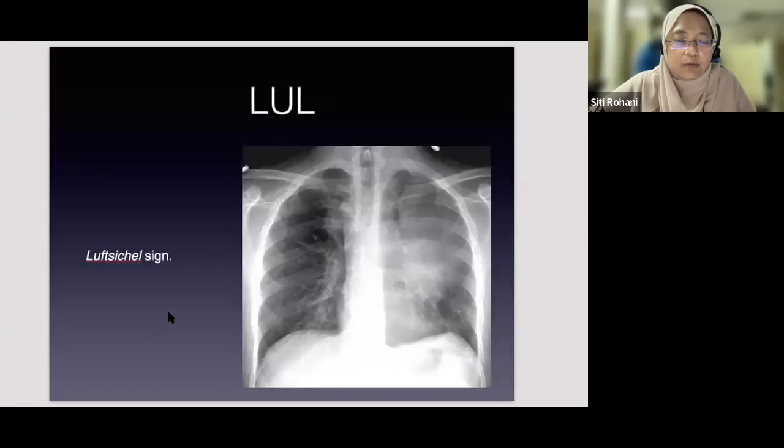Okay. Left upper lobe collapse. Similar to just now, there is tenting of the left hemidiaphragm, elevation of the hilum, and the Luftsichel sign. You can see a faint, veil-like opacity in the left lung, especially in the left upper zone, which obscures the left heart border or the left aortic border.